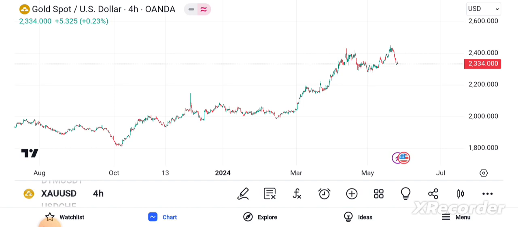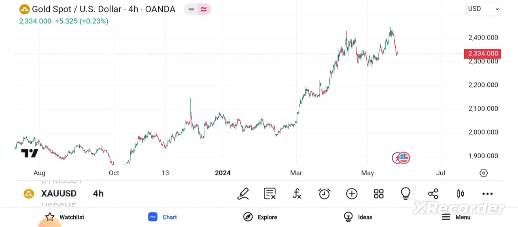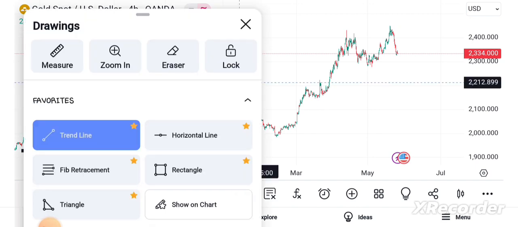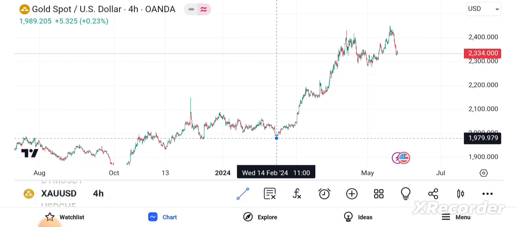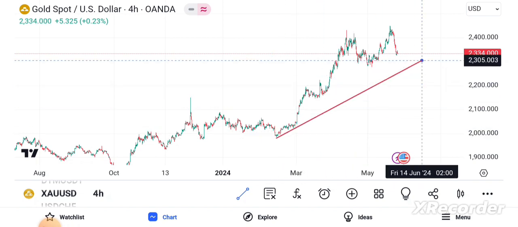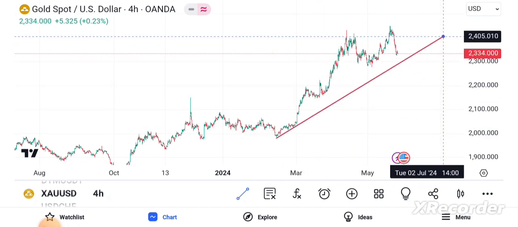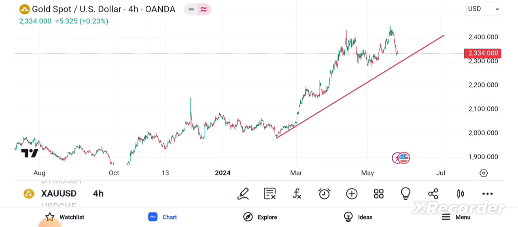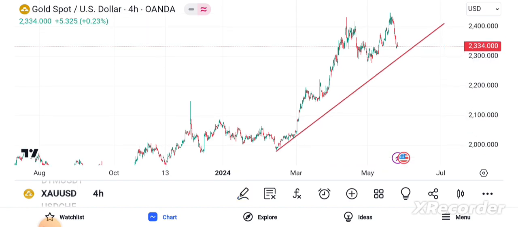So first of all, we zoom out of our chart. My chart is already zoomed out. We zoom out to identify the direction of the market. Then we look closely to see the direction of the market. From what we can see, the market is in an uptrend. If we use our trend line and take from this low, we can see the market is in an uptrend. So we've identified the direction of the market, stating that it's an uptrend.